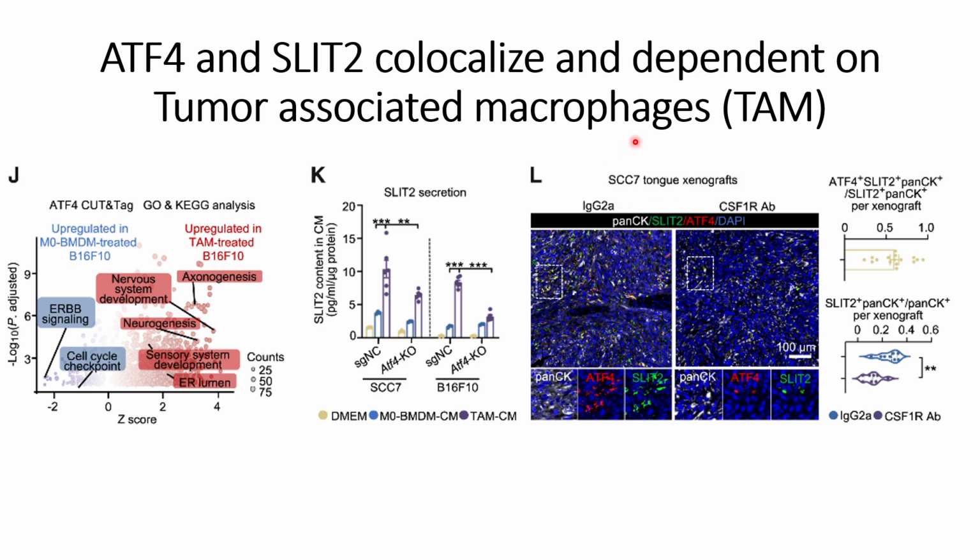From these results they made a point that ATF4 and SLIT2 are not only co-localized but are also dependent on the tumor associated macrophages. These are some of the results shown in this figure, and we will discuss how the relation of ATF4 and SLIT2 with TAM helps in tumor suppression in the subsequent videos.